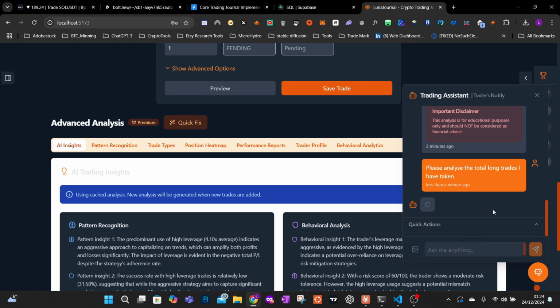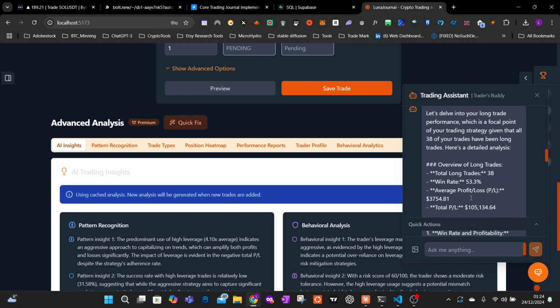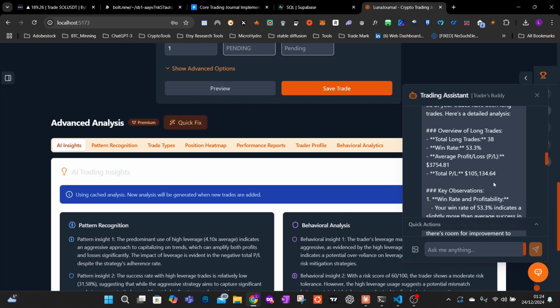Again, it takes a bit of time. I guess there's quite a lot. So, let's delve into your long trade performance with a focal point, your trading strategy, given that all 38 of your trades have been long. So I don't even have any short trades on this account. Maybe you'll check out another account after this.